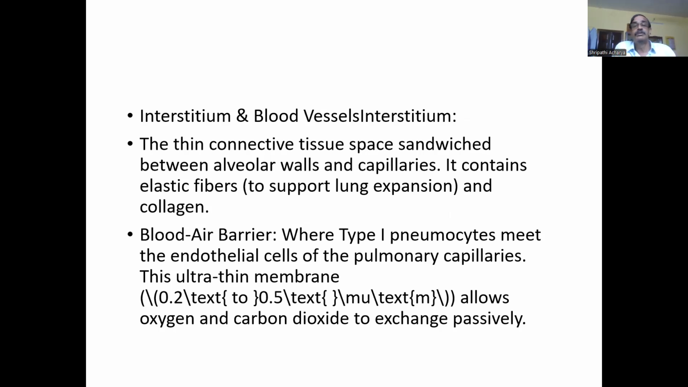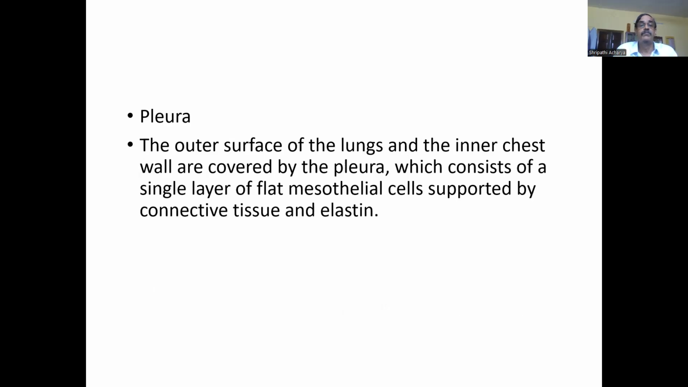Interstitium and blood vessels. Interstitium, the thin connective tissue space sandwiched between alveolar walls and capillaries, contains elastic fibers to support lung expansion, and collagen. Blood-air barrier, where type 1 pneumocytes meet the endothelial cells of the pulmonary capillaries. This ultra-thin membrane allows oxygen and carbon dioxide to exchange passively.